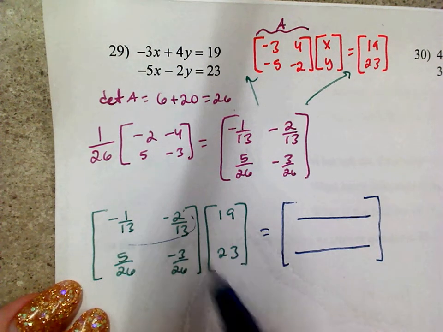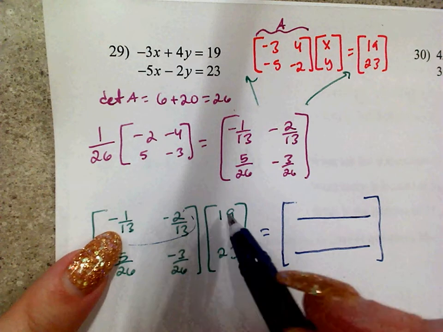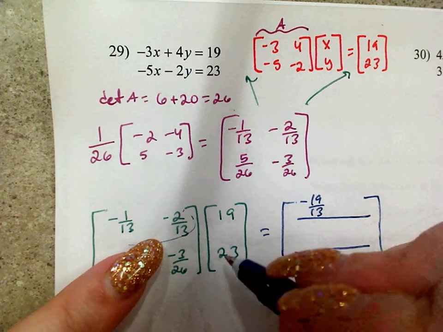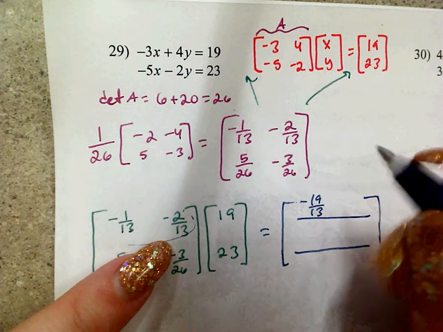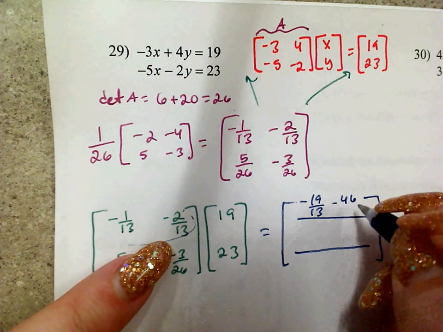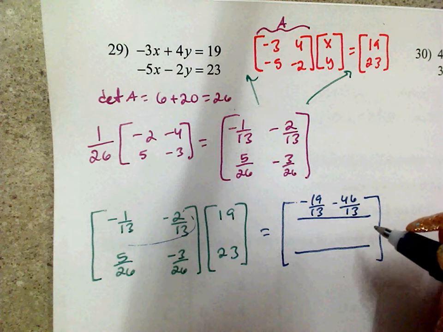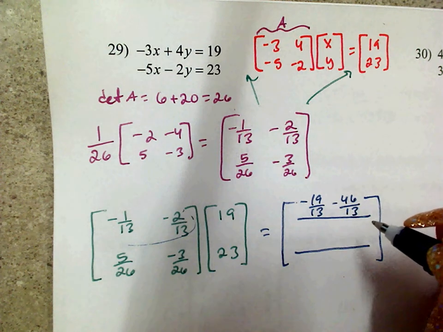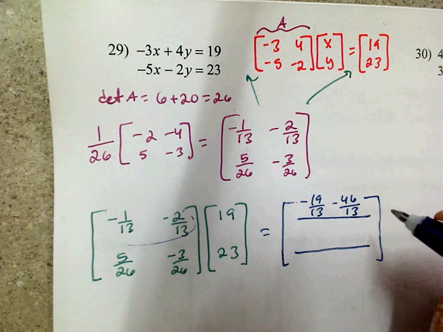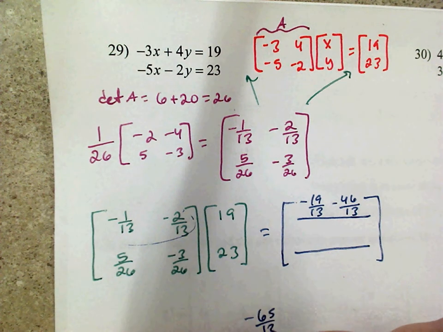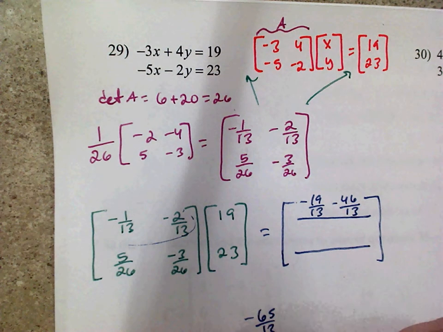Negative 1/13 times 19 is negative 19/13. And then negative 2/13 times 23 is negative 46/13. So 46 plus 19 is negative 65/13. Let's see. Negative 65/13. Is that negative 5? 5 times 13 is 65, yeah, okay, so that's negative 5.